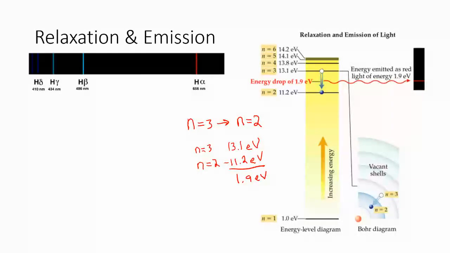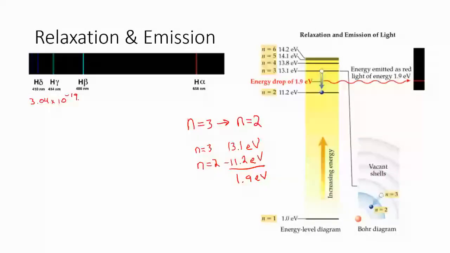Now that may not mean anything to you. However, we can find the equivalent number of joules that 1.9 electron volts is. And I've done that already. 1.9 electron volts is the same thing as 3.04 times 10 to the minus 19 joules.